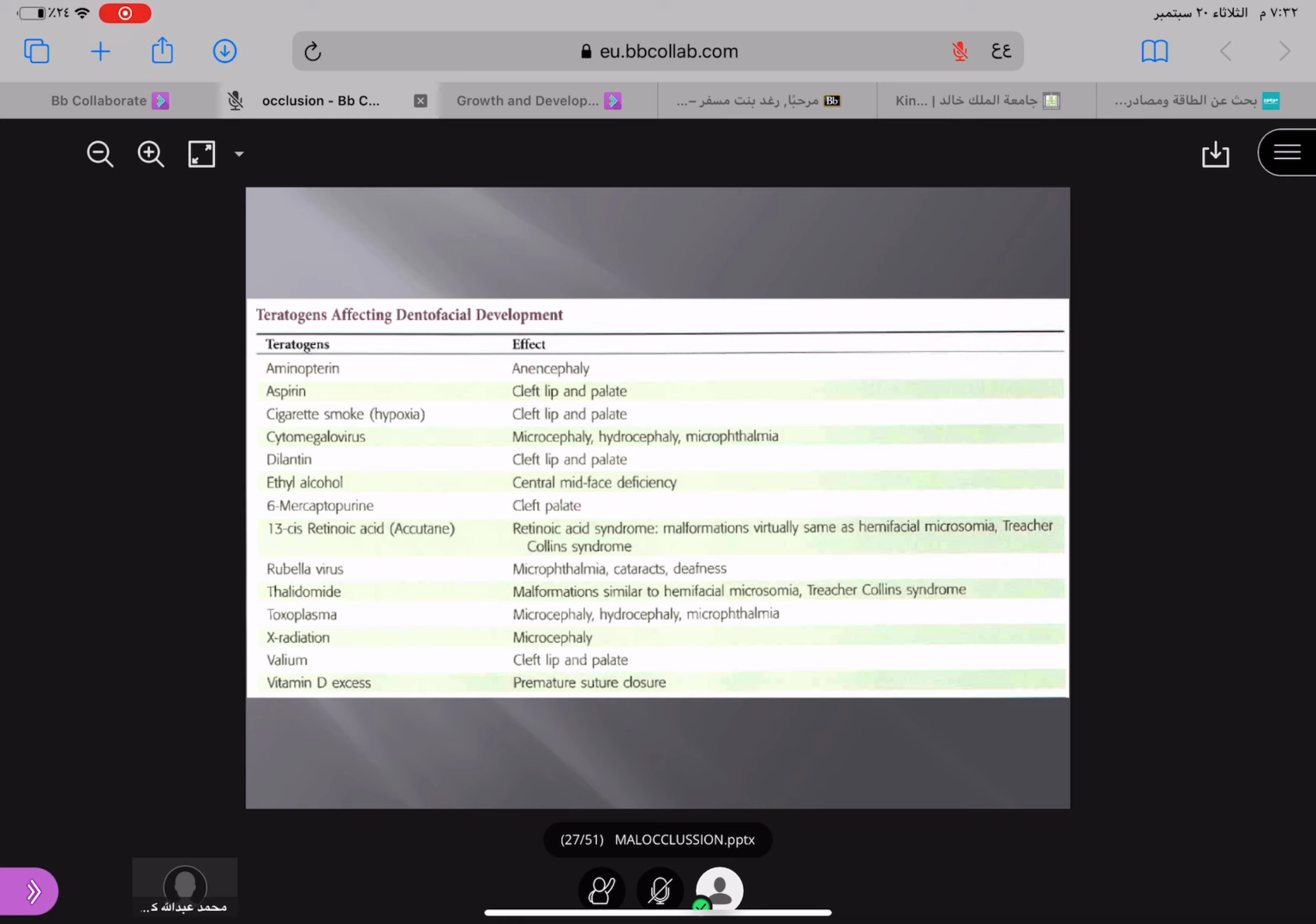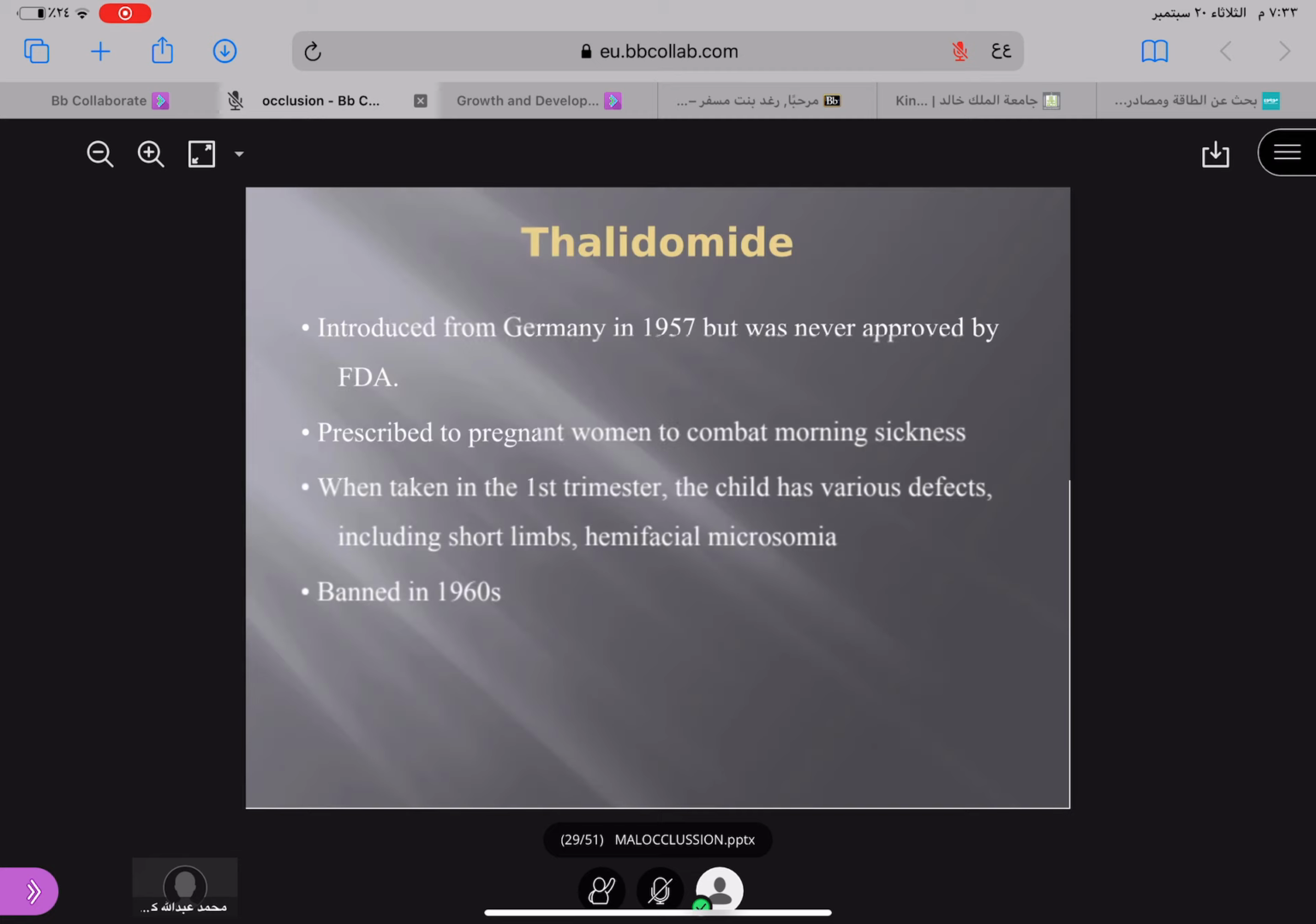Cytomegalovirus, ethyl alcohol, right? X-ray radiation can cause microcephaly. Valium, diazepam, the antidepressant, sleeping and anti-anxiety drug, can cause cleft lip and cleft palate. Vitamin D excess can even cause premature suture closures, resulting in microcephaly, small skull. So these are the teratogens which can cause defects during the developmental period.